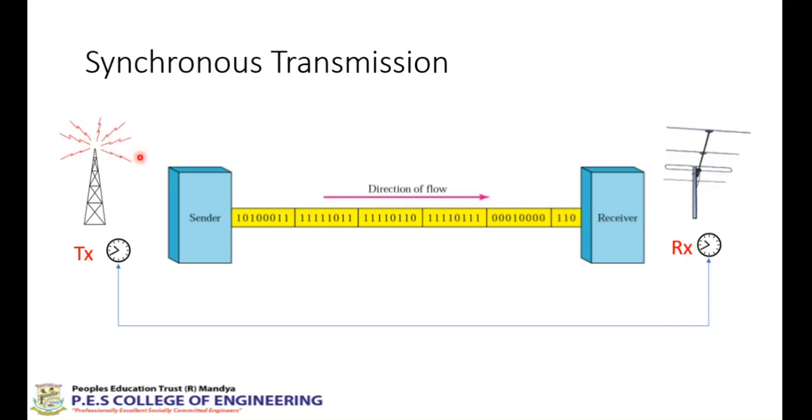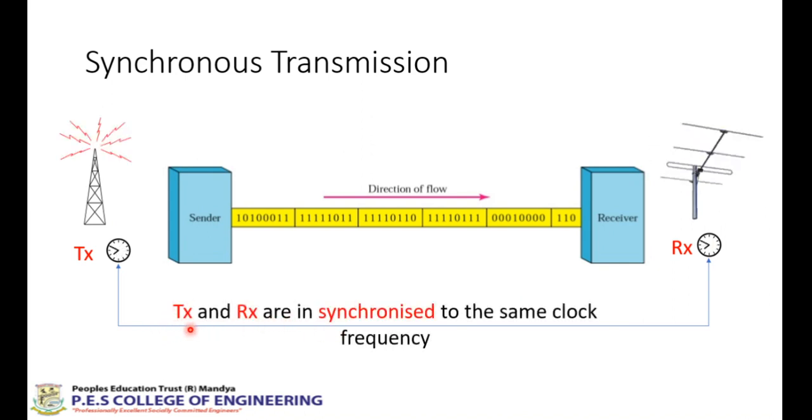So synchronous transmission is basically your transmitter and receiver being in sync with each other so that it can decode the data properly. So the advantage here is that you have data with less error because both are synchronous. The only thing is, along with the flow of the message, you should also have another connection where the sync information of the transmitter and receiver is shared. Okay, so coming to the next slide. This is what I mentioned: TX and RX are synchronized to the same clock frequency.